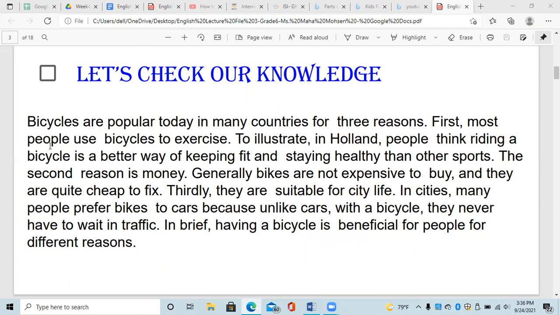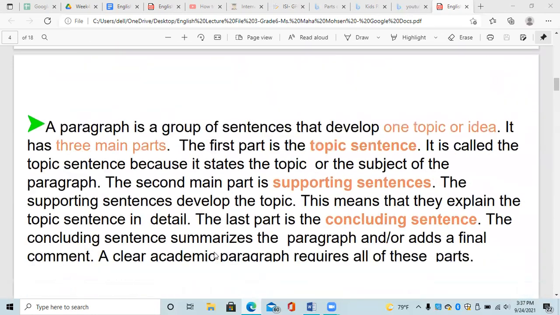So first of all, I want you to look for the parts of the paragraph in this paragraph and to look if this paragraph is written well or if it is missing anything. I want to show you the beginning of the paragraph here. Bicycles are popular today in many countries for three reasons. First of all, you have to know that when we start writing a new paragraph, we have to indent. Indent means to keep a space. So here we started without keeping a space. And when you write a paragraph, you have to indent. Now I will leave this for you to practice doing it on your own, and then you will move on with this video to see if your answers were correct or not.